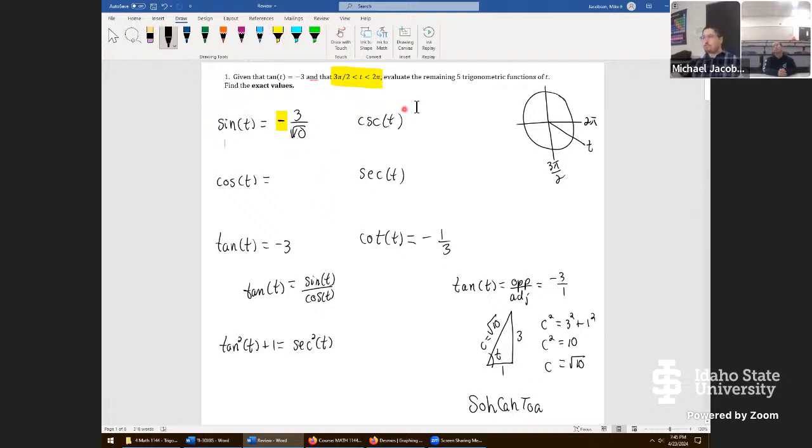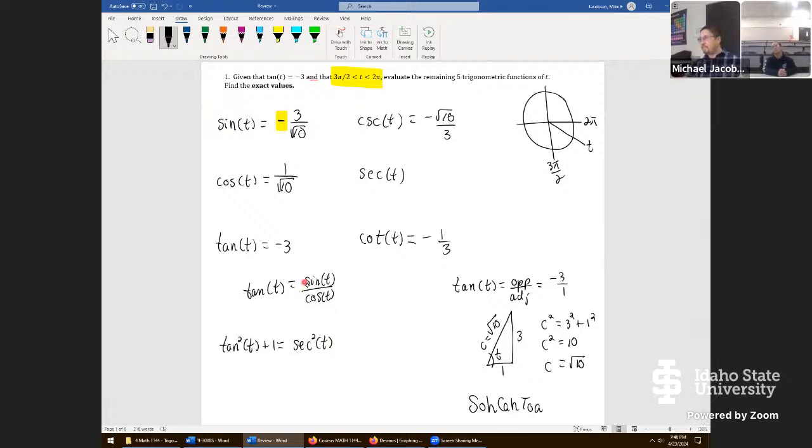But the moment you found sine, you also found cosecant. Just flip it, just like tangent to cotangent. So negative root 10 over 3 as well. And now it boils down to cosine. That means we are on the CAH part of SOHCAHTOA. Cosine of the angle t is going to be the adjacent side 1, divided by the hypotenuse root 10. 1 over root 10.